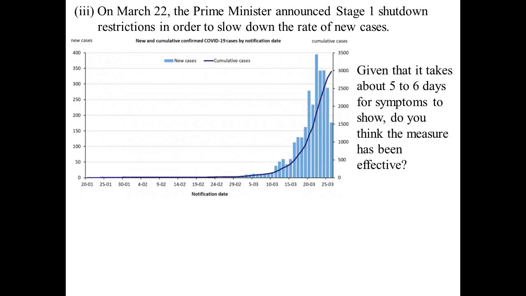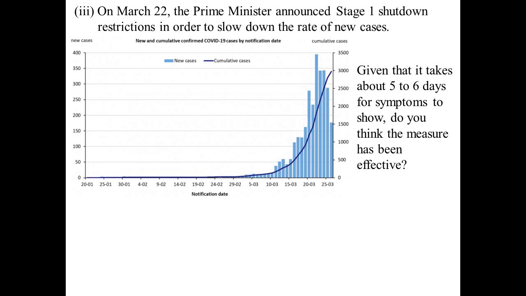Here's one which is, well, topical at the moment, I guess. On March the 22nd, we entered stage 1 shutdown restrictions, and the idea was they wanted to slow down the rate of new cases. Here's the graph that has been put out by the health department of the different new cases, and then the blue curve is cumulative cases. Now we think it takes about 5 to 6 days for symptoms to show up. So the announcement was made on March the 22nd.